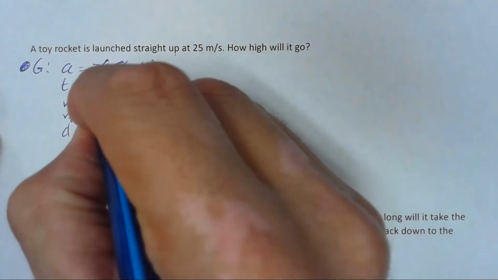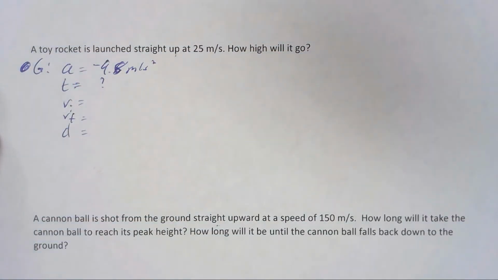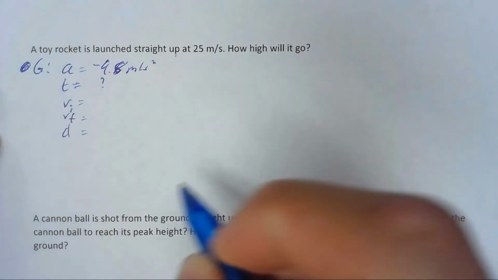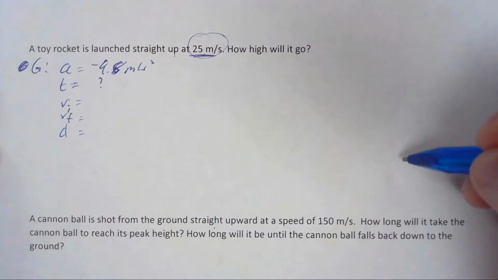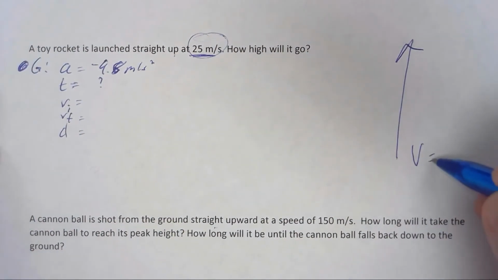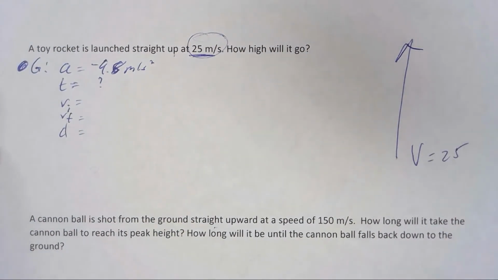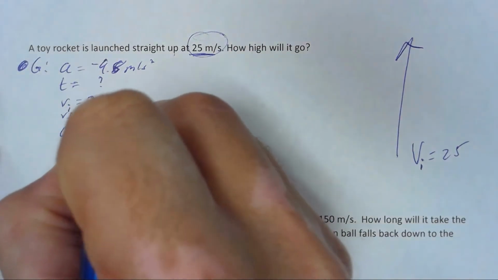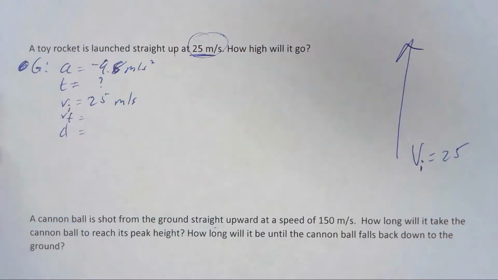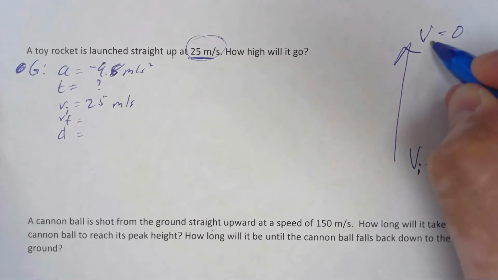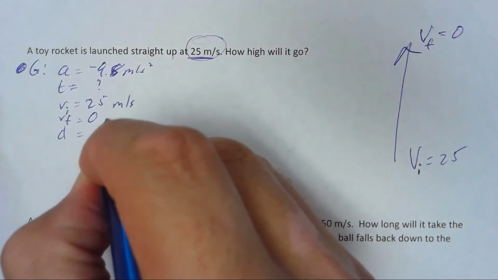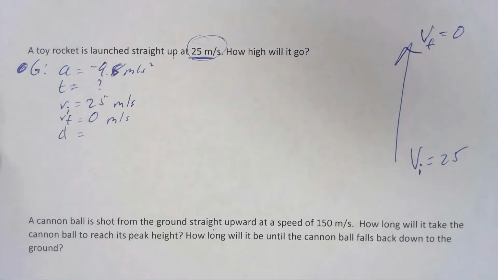Time, don't know. Initial speed. Remember, this speed is the speed that it leaves the ground at. V equals 25 right here. That's my VI, 25 meters per second. What's the VF? The speed at the top is the VF, and it is 0. The speed at the top is always 0.